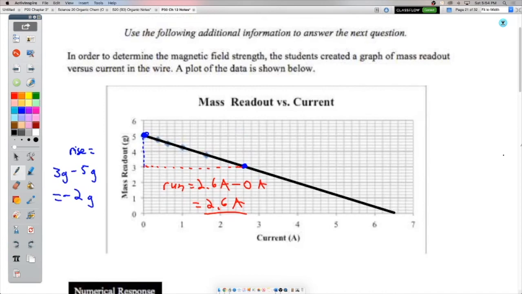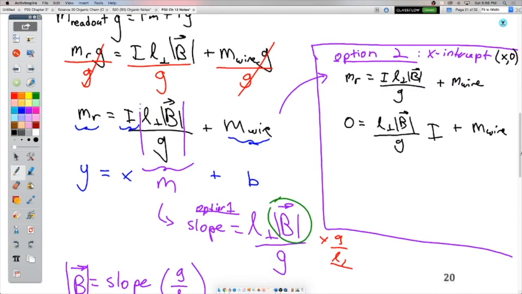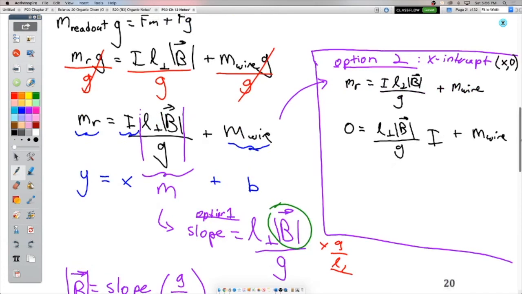However, our x value is what is interesting. So our y, the mass readout, will be 0, okay? The x-intercept, just a reminder, always occurs at x, 0. So we're going to have 0 equals mx plus b, right? I'm just going to rewrite this so it looks like m times x plus b, the mass of the wire. B being y-intercept, not magnetic field, okay? Now, why did I write it like this? Well, now look, we can figure out what our x-intercept is just by reading it off the graph.